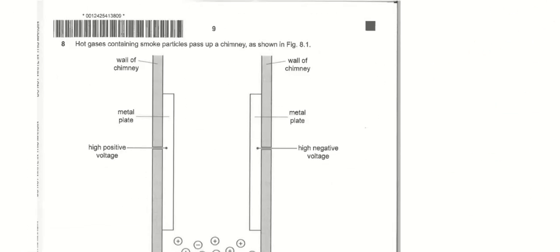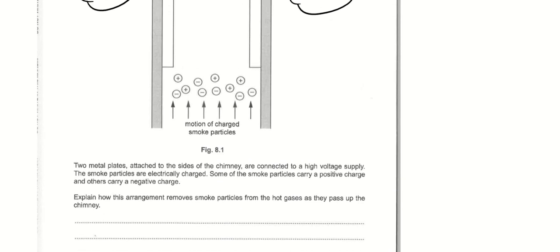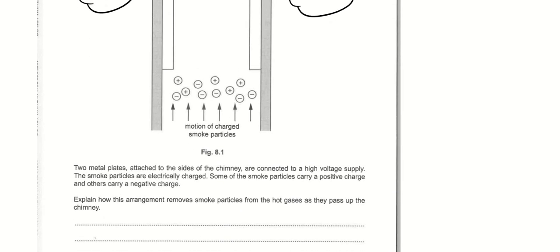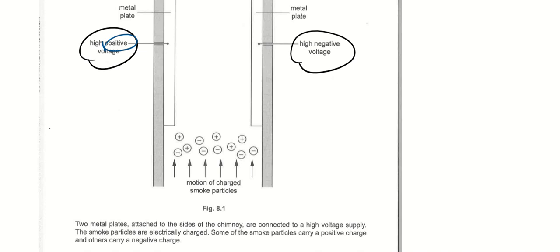Okay, question 8. Hot gases containing smoke particles pass out a chimney as shown. So this metal plate is high positive charge. This is high negative charge. Okay. Then we have the motion of the charged smoke particles. Some are positive, some are negative. Okay, so this is positive, blue, red, I call it negative. So all these are the negative.